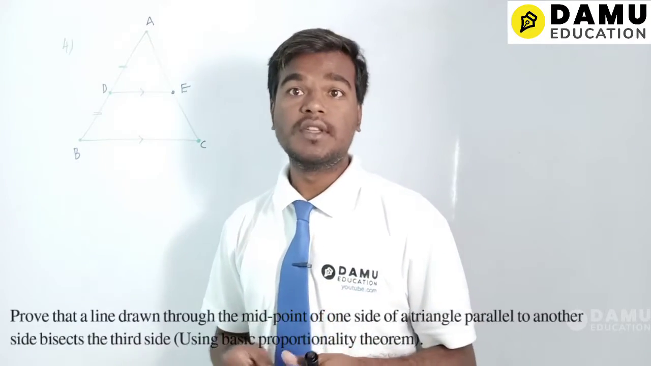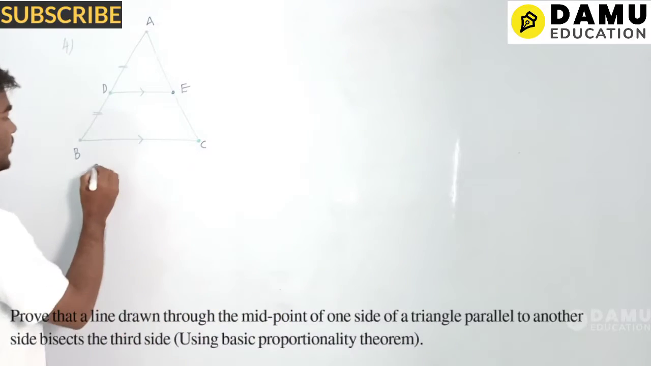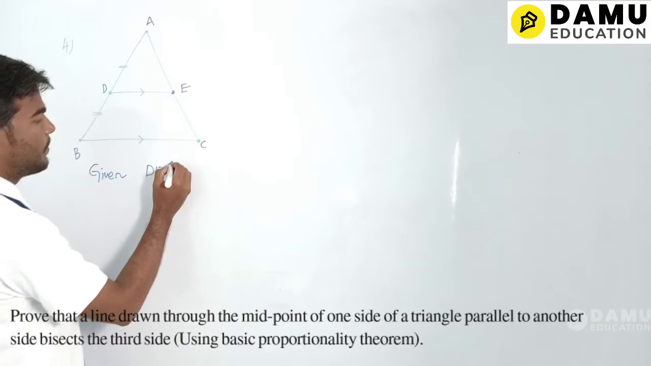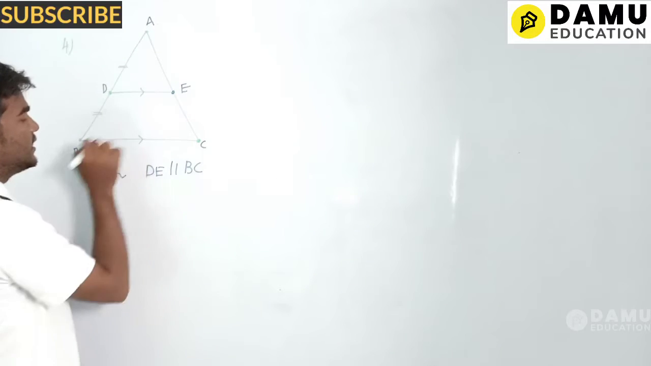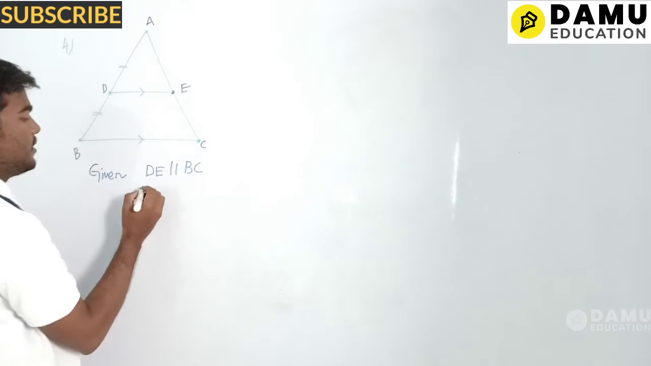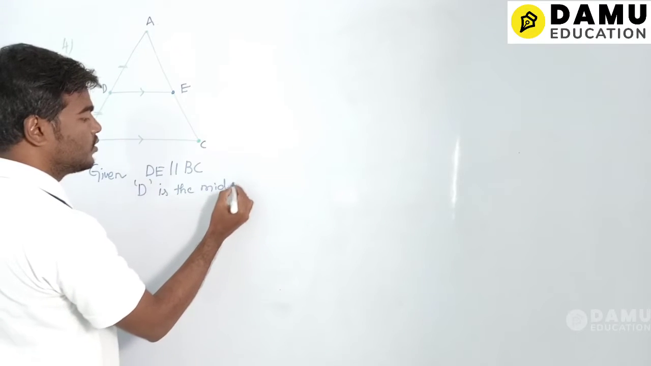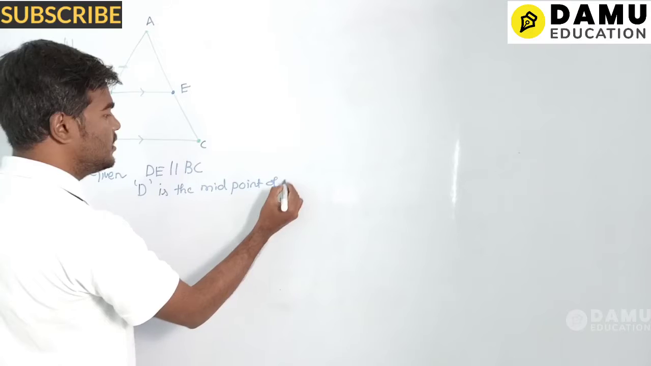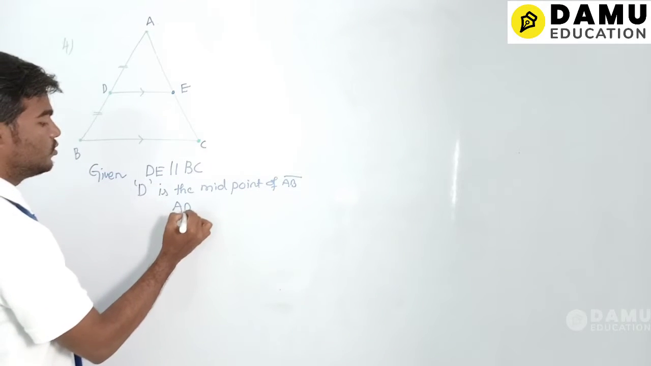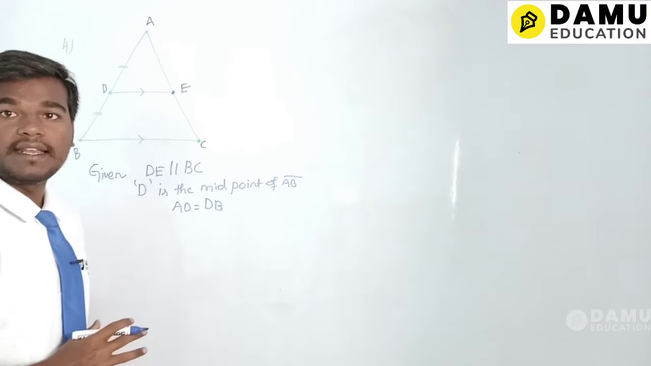We have to prove it. So what are the given conditions? Let's write it. The given conditions are: DE is parallel to BC, both are parallel, and D is the midpoint of AB. D is the midpoint of AB. That means AD will be equal to DB. So those are the given conditions.